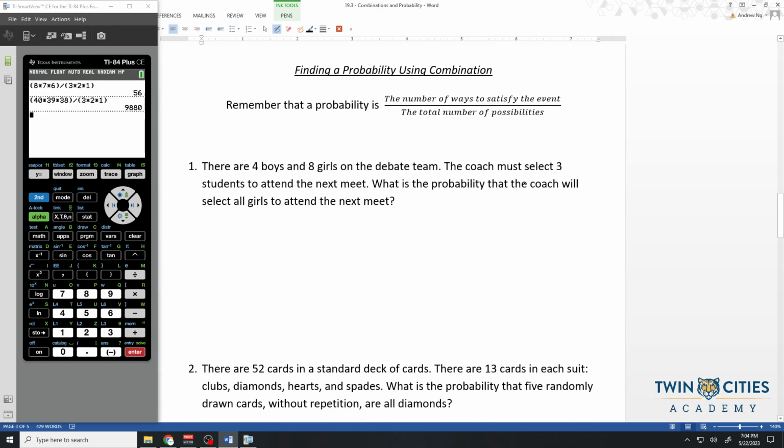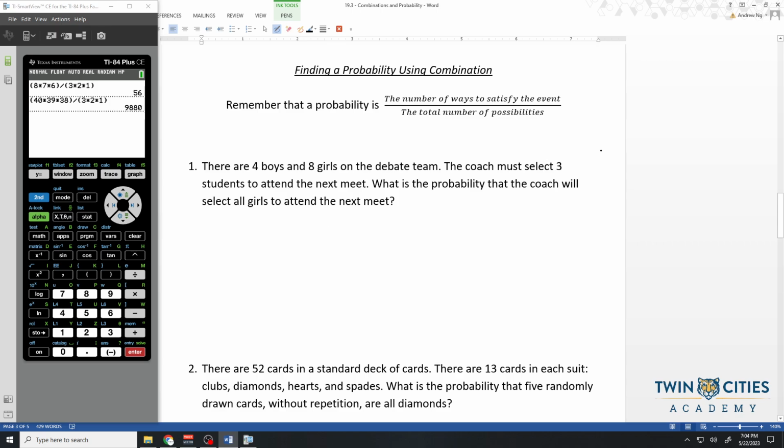All right, finding a probability using combinations. So you may recall from previous lessons that probability is the number of ways to satisfy an event over the total number of possibilities. So when I look at number 1 of this section, there are 4 boys and 8 girls on the debate team. The coach must select 3 students to attend the next meet. Doesn't look like there's any restrictions there so far. But then what is the probability that the coach will select all girls to attend the next meet?